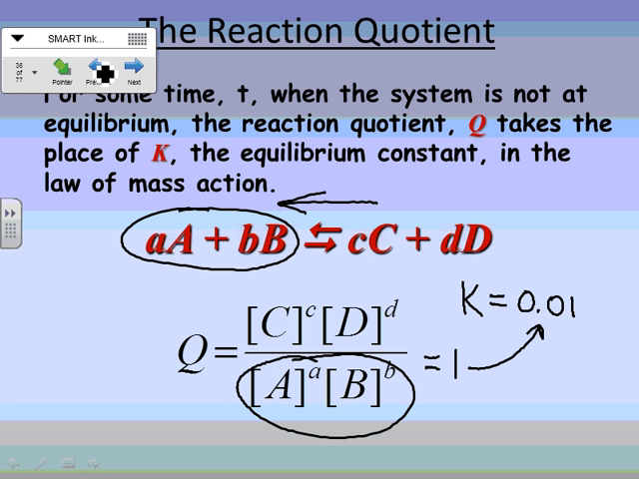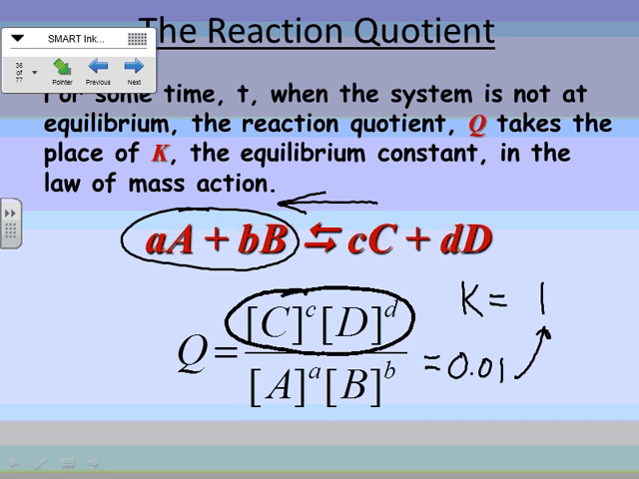If our Q is less than K, so just reverse this situation. Let's say that our Q is 0.01 and our K is 1, okay? Then in order to get from here to there, now we need more of the products, okay? So then the reaction would have to go this way, all right? So if we end up calculating a Q and we know that our equilibrium constant is actually bigger than that Q that we calculate, that means the reaction has to go this way. We need to form more of the products before this thing's going to reach equilibrium.